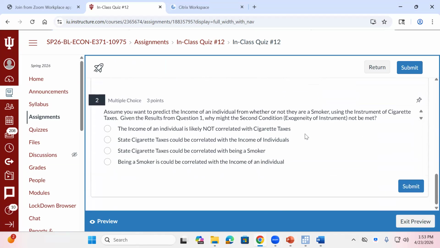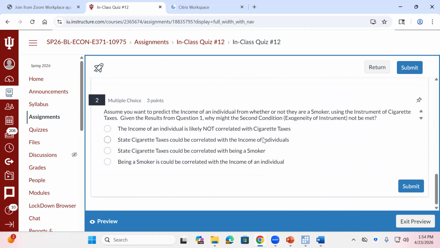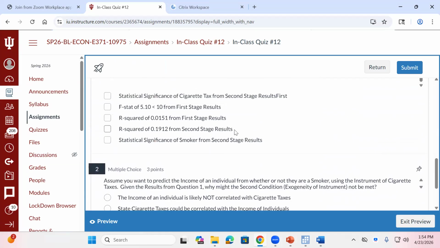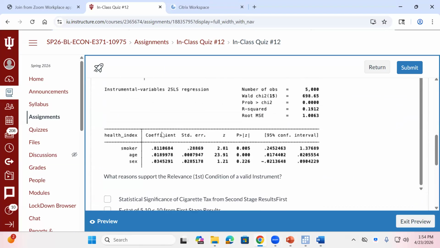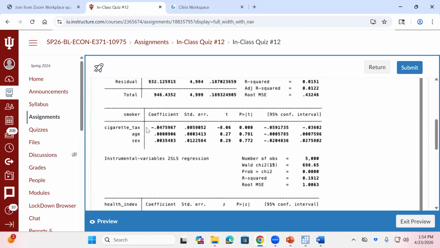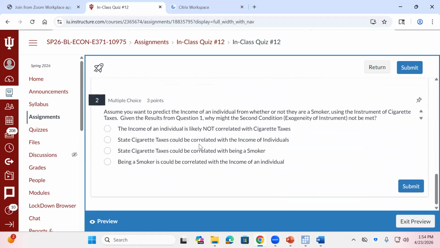So for us today, just for the sake of time, because there's some other things I want to mention, just respond with anything here. If we have a little bit of time, I mean, basically, what are we looking for? We're looking for whether or not the F statistic is greater than 10 to meet that first condition. There's statistical significance of this cigarette tax. So that's really the one that we're going to be looking at here. But as long as you respond to both of these questions, you'll get full points for the day, right?